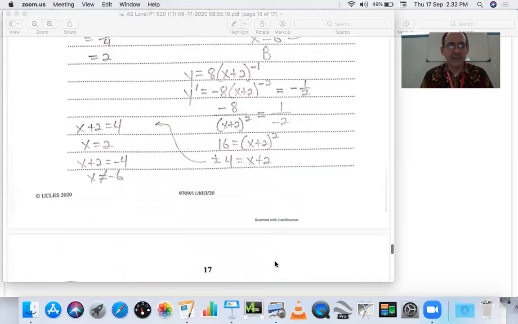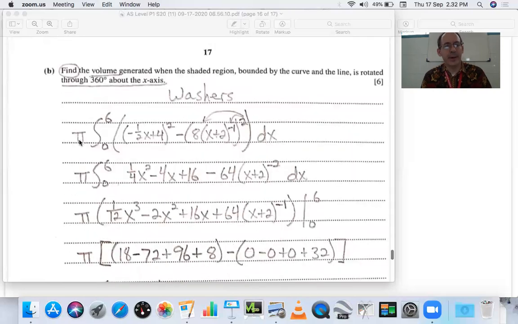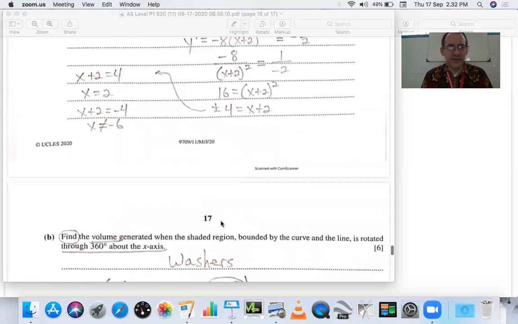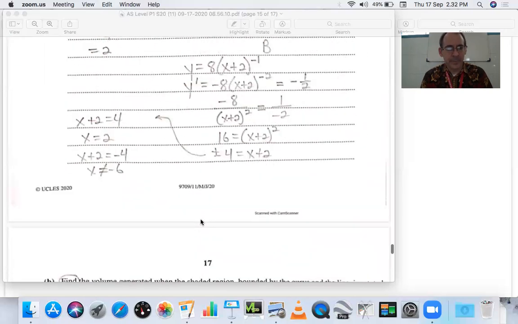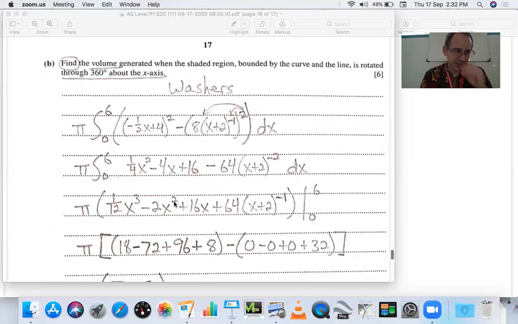So the formula for that is pi, we're going from 0 to 6, 0 to 6 being from A to B, here's the 0 and 6. That's the bounds of integration. And here is the outer radius squared. The line was on the outside. That's the outer radius squared minus the curve, the inner radius squared, and then dx. So this is our washer's formula.